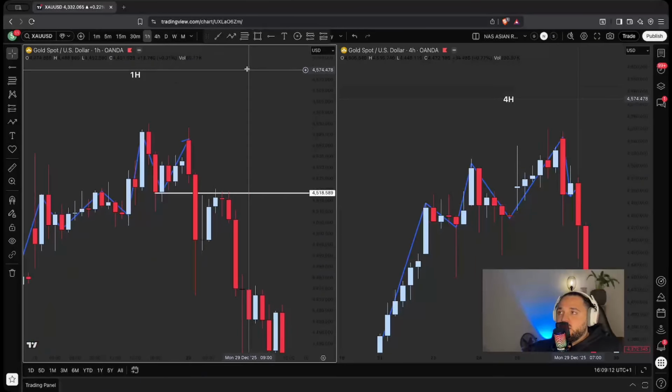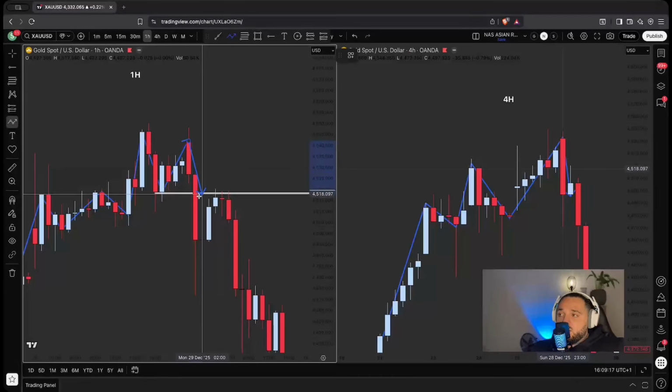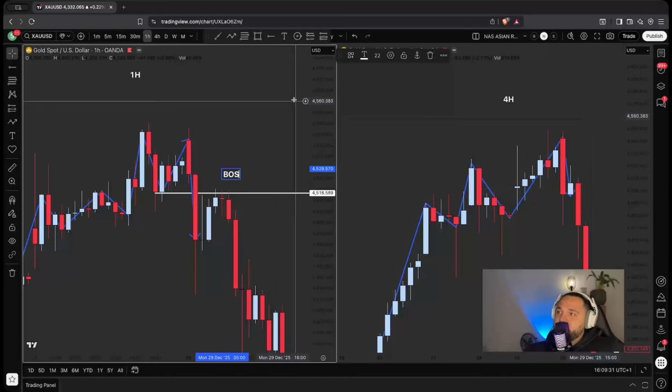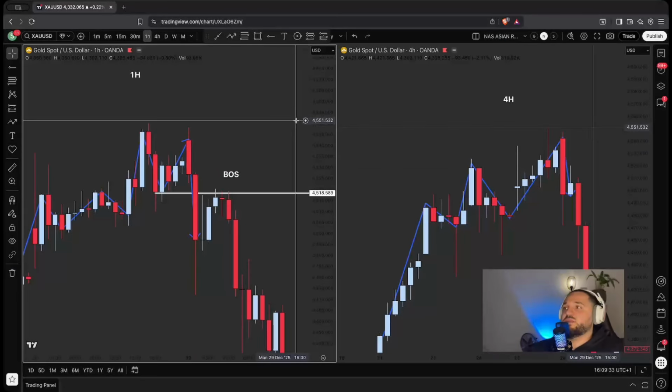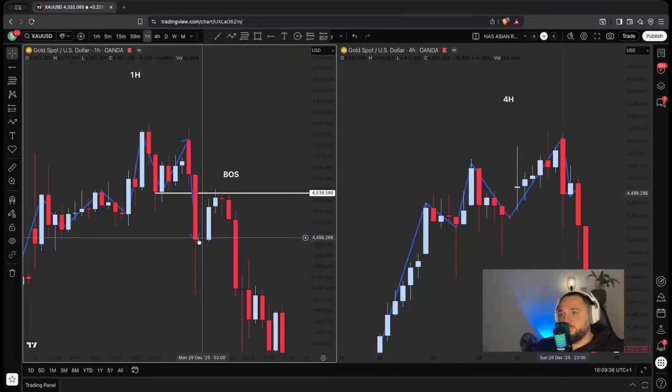So then the price came down and closed below this zone on the 1-hour time frame, which gives us a break of structure on the 1-hour time frame. But when we had this break of structure, if you look on the 4-hour time frame, if you can see my crosshair on the right hand side of your screen, that zone is right there.